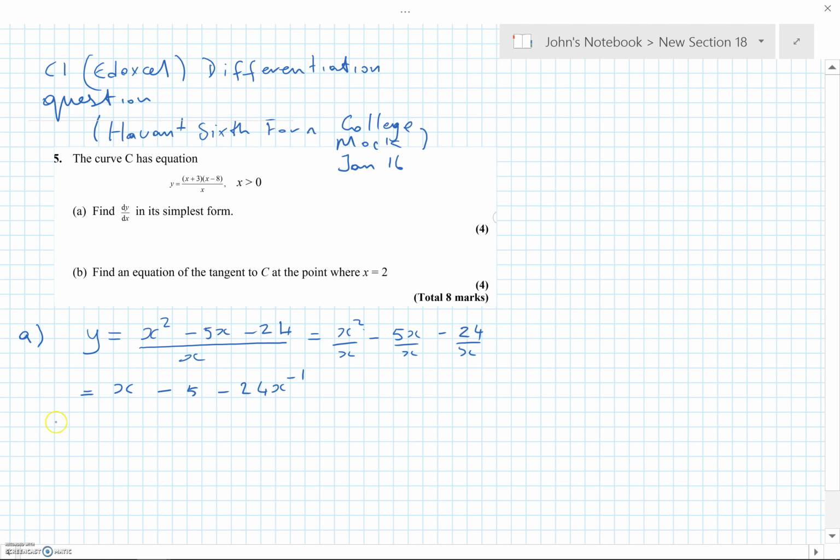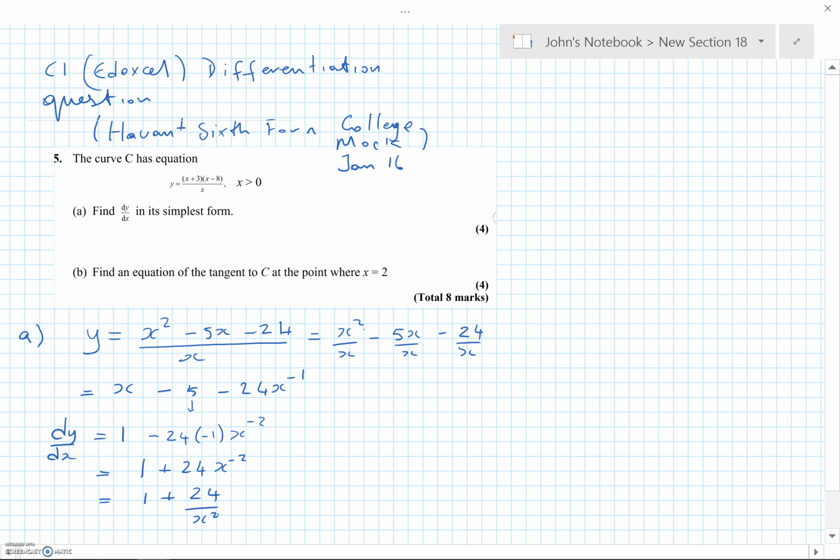Okay, so dy by dx: the first one is 1. The 5 just disappears because it's a constant. And here we've got minus 24 times minus 1, x to the minus 2. Simplifying it down, 1 plus 24x to the minus 2. So that's 1 plus 24 over x squared. Okay, so that's part A done.